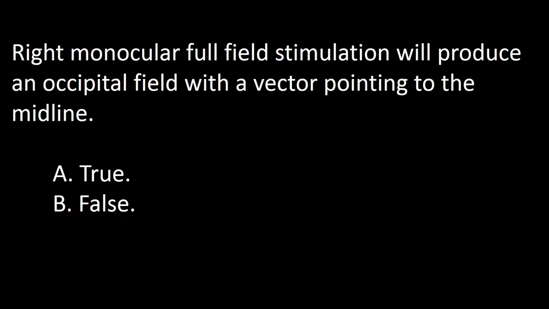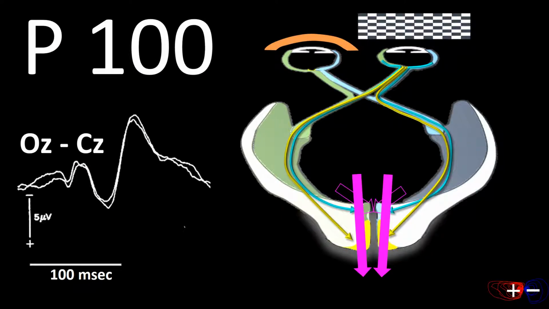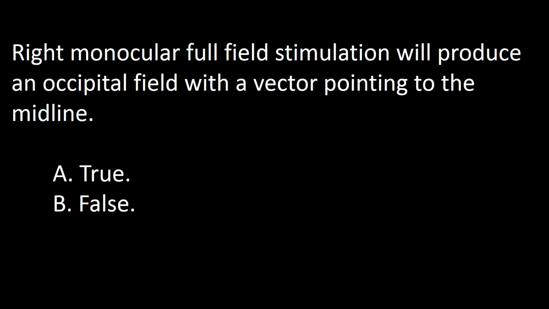Next question. Right monocular full field stimulation will produce an occipital field with a vector pointing to the midline. A true, B false. Monocular stimulation, which combines macula and extramacular activation, produces four vectors that, when combined, generate a single vector. This vector is maximally directed towards the midline. So the answer to this question is A.